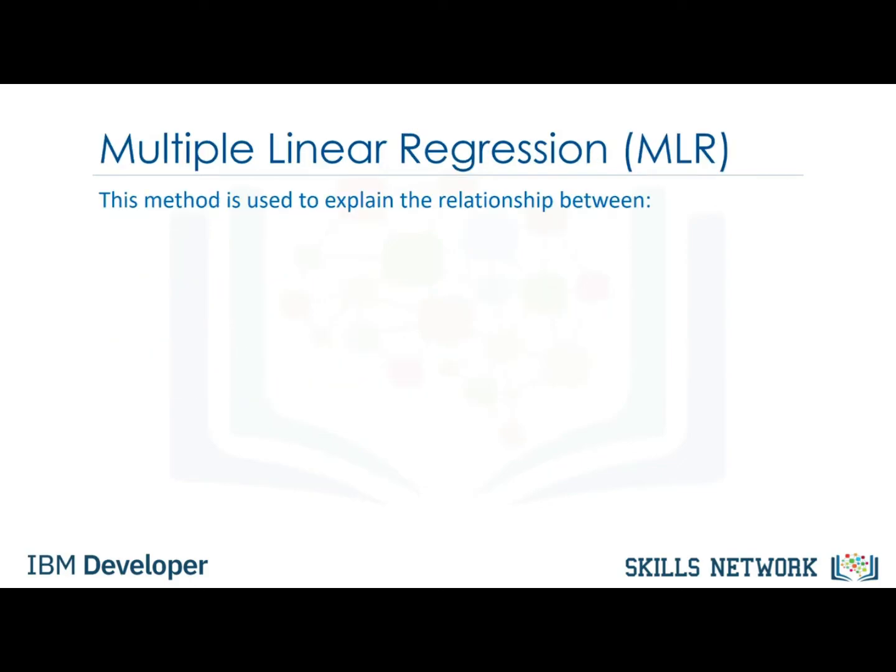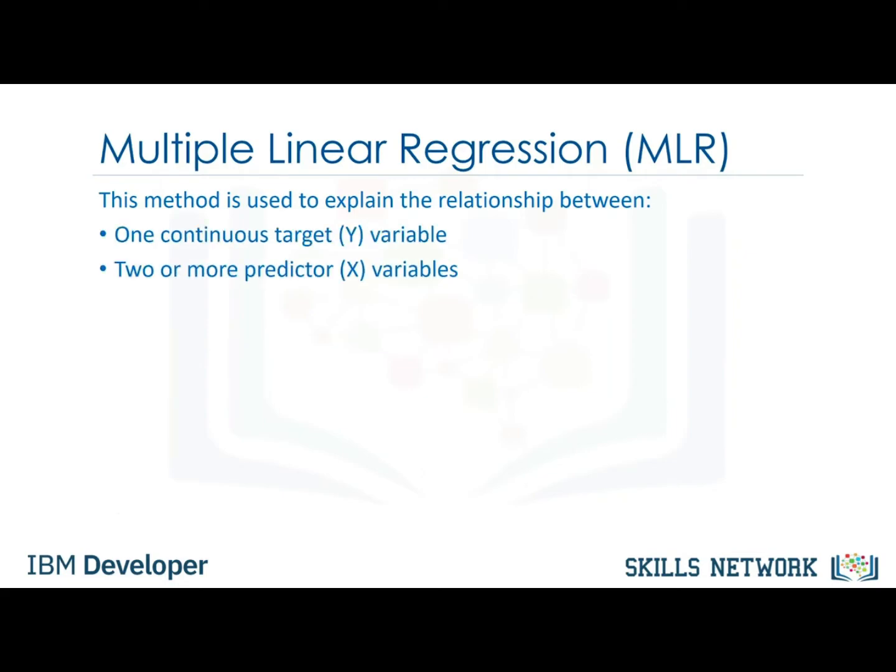Multiple linear regression is used to explain the relationship between one continuous target y variable and two or more predictor x variables.